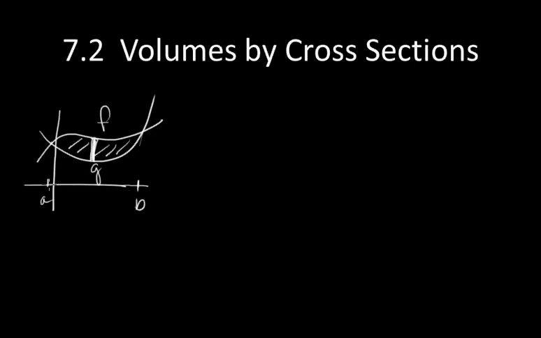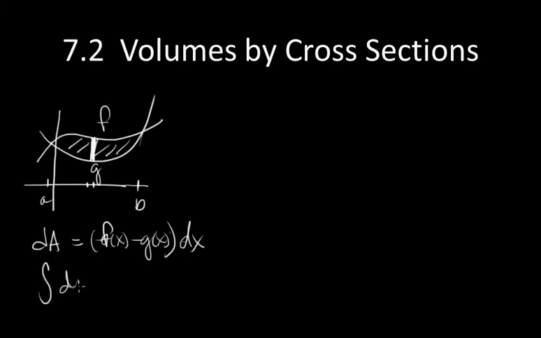In other words, we partitioned the interval AB and we looked on the ith subinterval and estimated the area just over that ith subinterval with the area of a rectangle. And we said that the area of this rectangle, because it's vertical, would be its length times its width, so it would be f of x minus g of x dx. And we would integrate dA to get the area. We'd integrate that function f of x minus g of x.